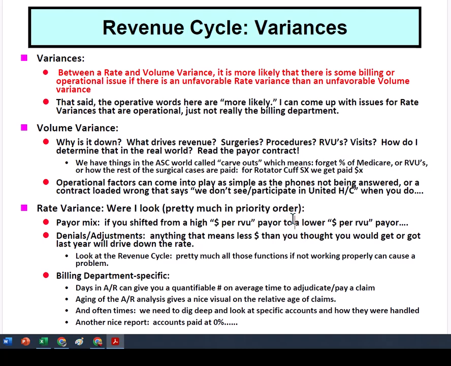Okay, so rate variance. Again, what I look at first is payer mix. I look at denials and adjustment codes. Then I look at days in AR and things. Okay, that's kind of where I go if it's a rate variance. More likely to be a billing department issue, but as you can see with payer mix and denials, absolutely not always. Okay, so this is super relevant to your homework.